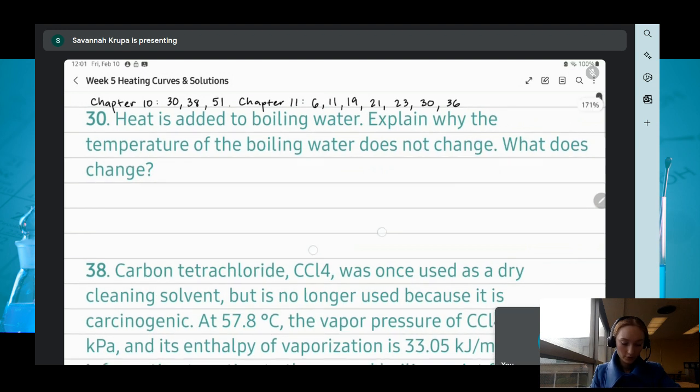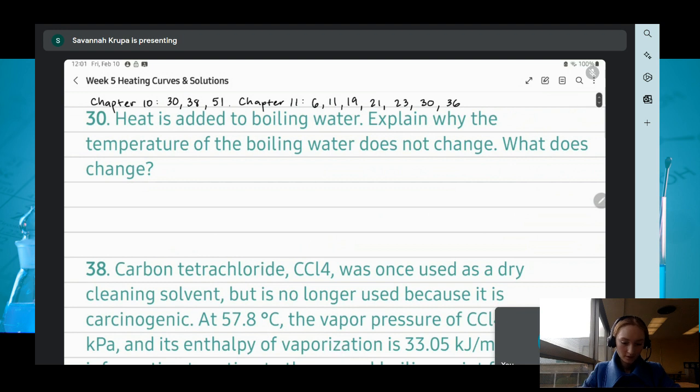Okay, we will be going over question 30 like I was saying. And we have the question reading: Heat is added to boiling water. Explain why the temperature of the boiling water does not change and what does change.